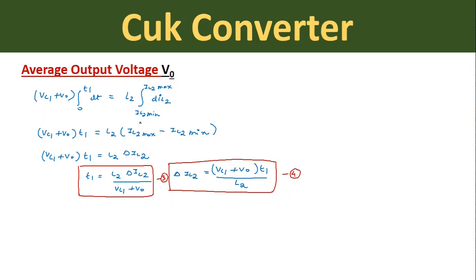Now after integration we will get VC1 plus V0 into T1 is equal to L2 into IL2 maximum minus IL2 minimum. This will be equal to del IL2. Now from this equation we will take out two equations again. T1 is equal to L2 del IL2 divided by VC1 plus V0. This is equation number 3, and from this equation del IL2 will be equal to VC1 plus V0 into T1 divided by L2. This is equation number 4.